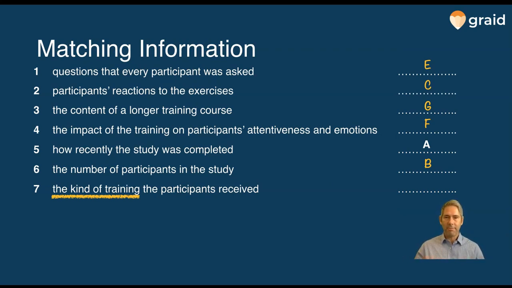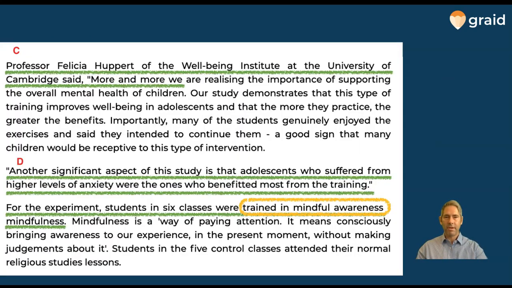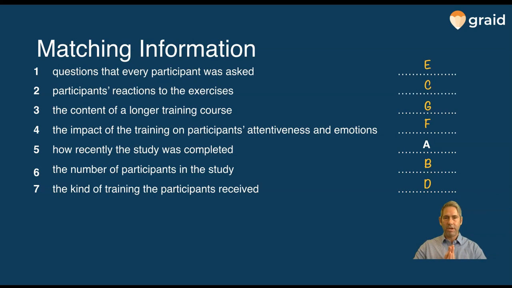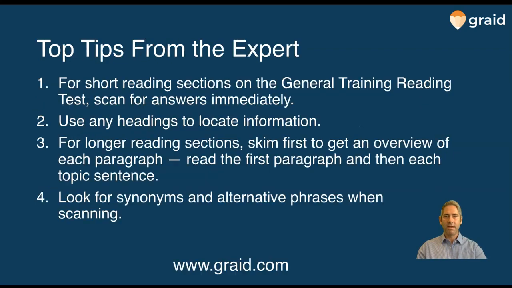And finally, we come to number 7. Now, through a process of elimination, you may already know the answer, but it's always best just to make sure that you check. So we're going to be scanning for anything related to the kind of training. We may see the word training, which in this case, we don't see the exact word. Again, we see a part of speech, trained in mindfulness awareness. So what kind of training? The training was in mindful awareness. So we can be pretty sure that the answer to number 7 can be found in section D.